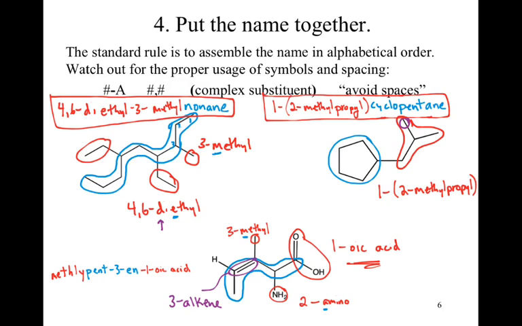HTEM, oh my gosh, 3. There'd be a dash in front of that 3, and then in front of that we would have the 2-amino-3-methylpent-3-en-1-oic acid. All of these individual pieces need to come together to build the name.